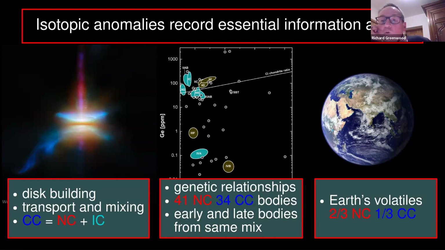Sasha Croaks is asking, great talk. Do you expect the matrices in NCs and CCs are isotopically different or CI-like? Do you want me to repeat that? Yeah, that's another good question. And I think work on matrices in different types of chondrites, to isolate them and measure the isotope composition, is the way to test this, really. It's a difficult one.